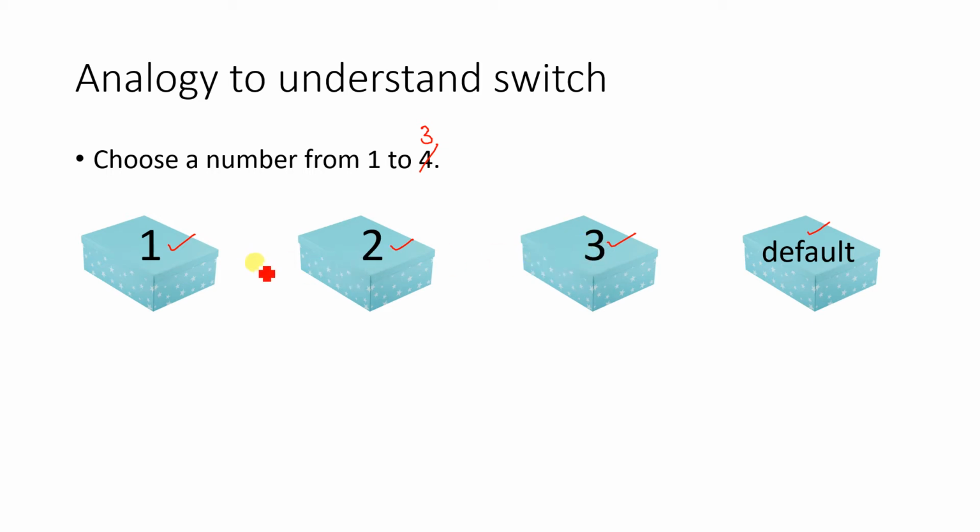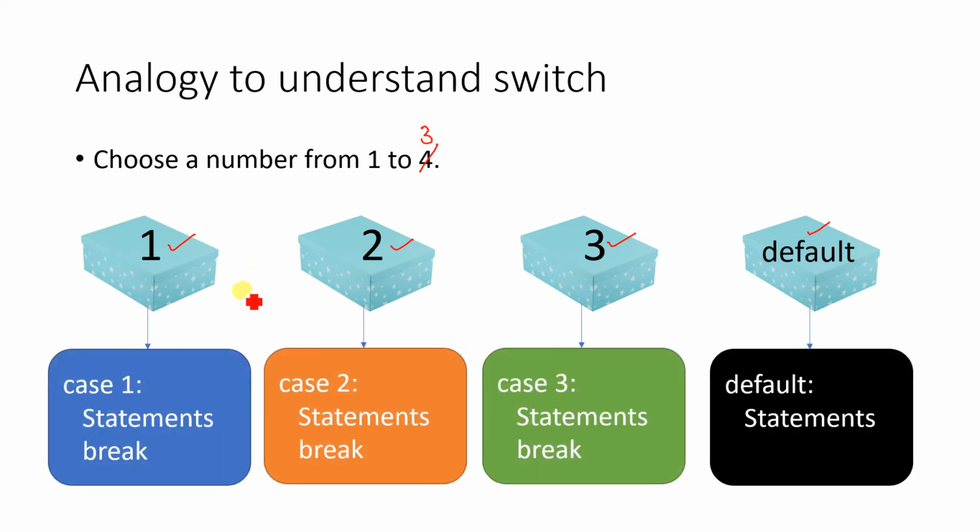So that means you are going to choose a case. You can think of it as a box. After you choose a box, the statements present in that box are going to be executed. So how is it done in the C programming language? It will look something like this.